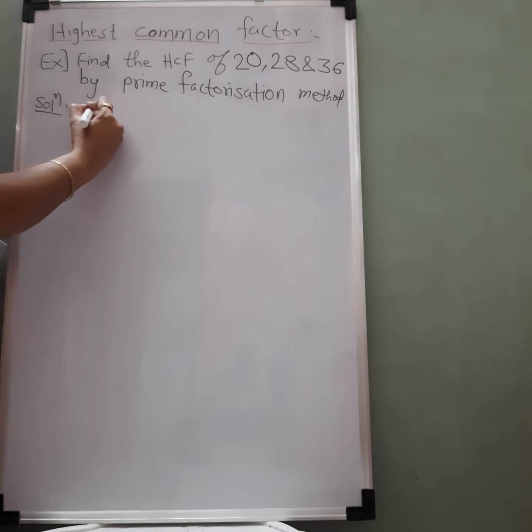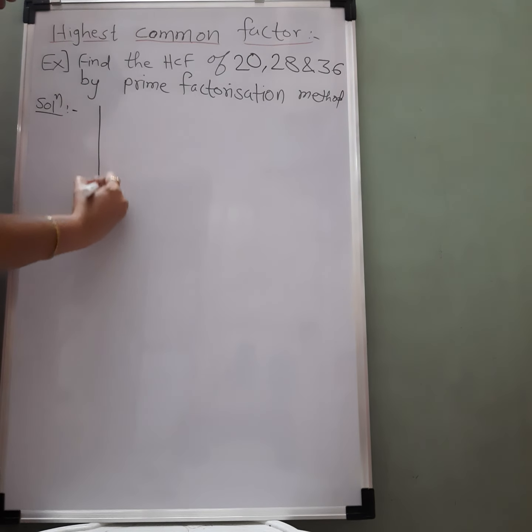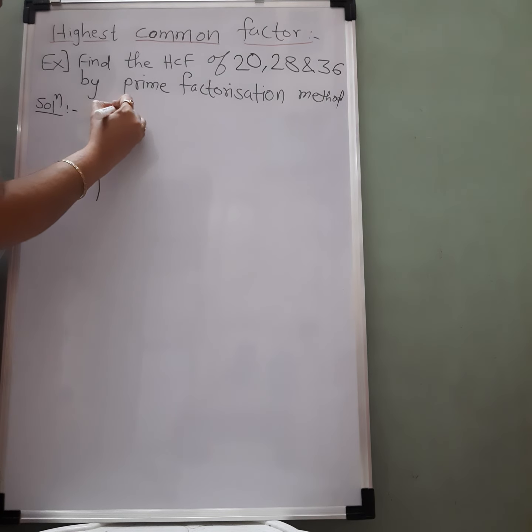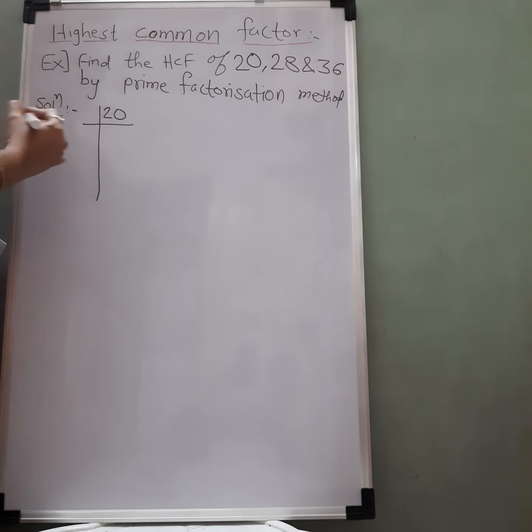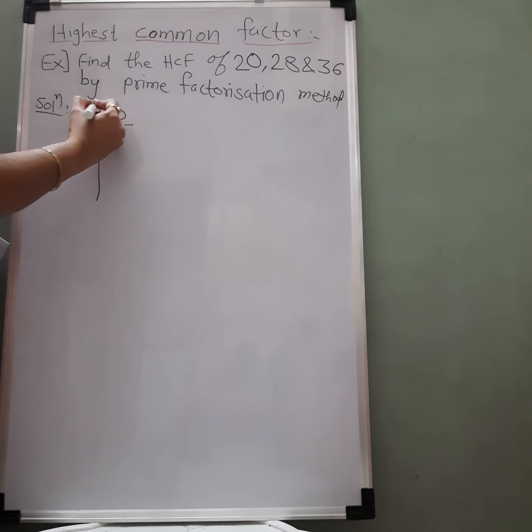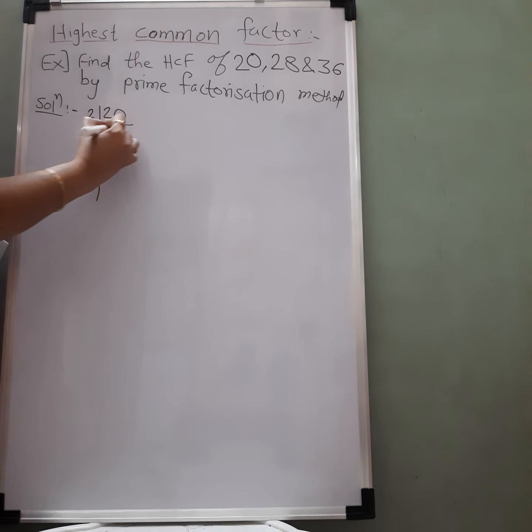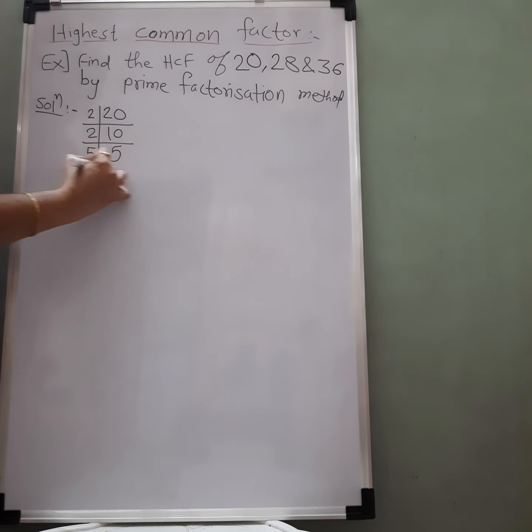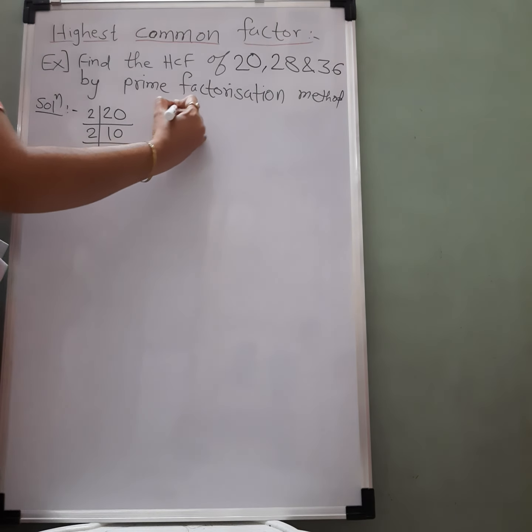So here for the prime factorization of 20, the ones place digit is 0. So we divide 20 by 2. So 2 tens are 20. Now again 0 comes, so 2 fives are 10. Now here 5 is a prime number, so 5 ones are 5. Then the next number is 28.